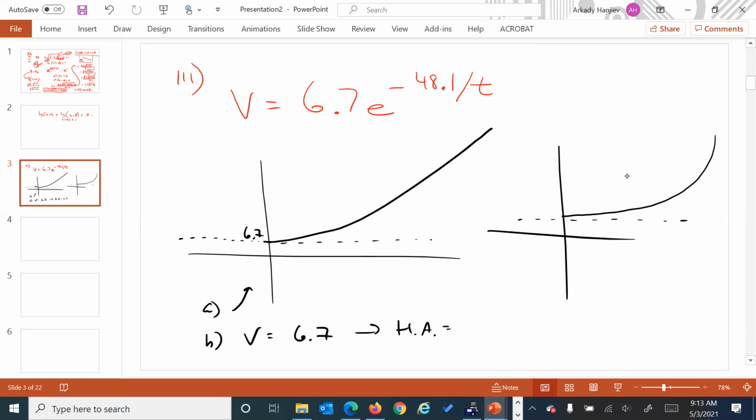Oh, no, hold on. How did we do them before? Here it is. We put colons, and then it says y equals because it's a graph, right? In this case, it'll be v is equal to 6.7 because that's the v right here. Interpret the meaning of it.